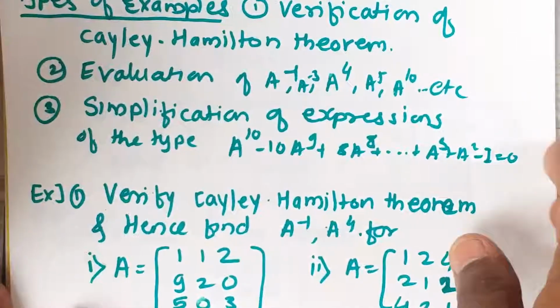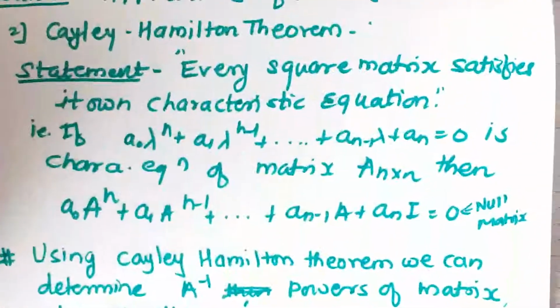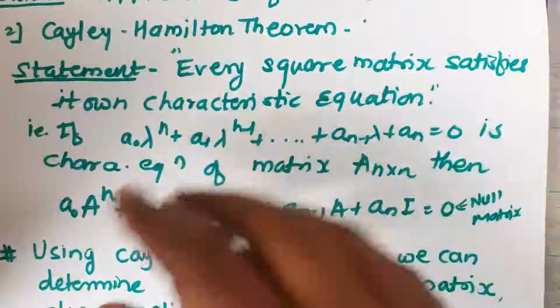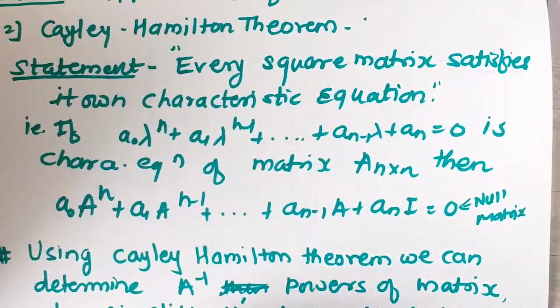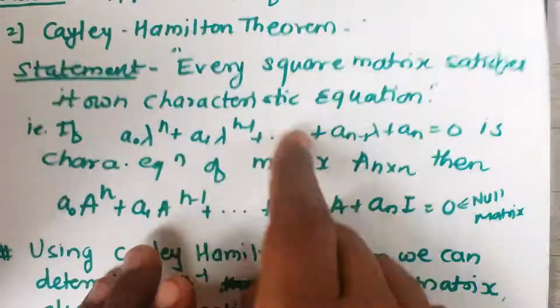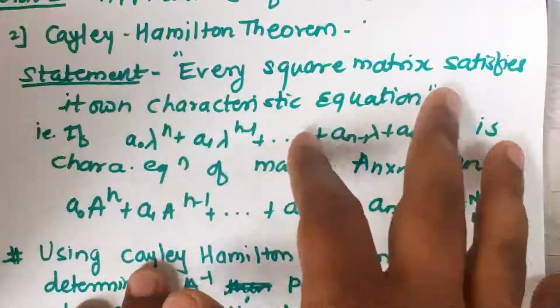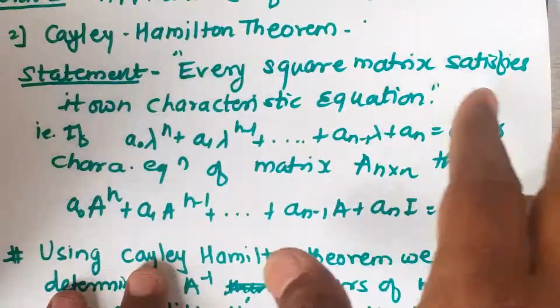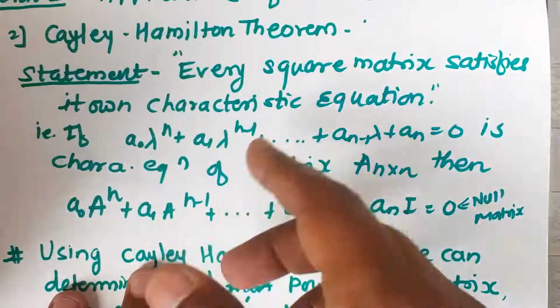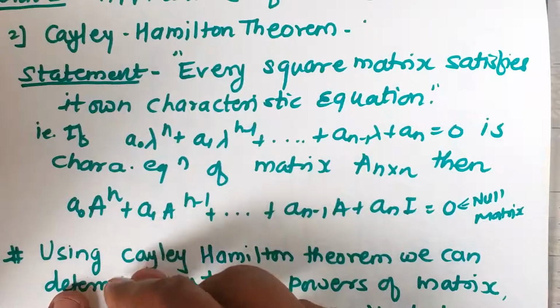So I hope you understood this discussion, I hope you understood this theorem, the Cayley-Hamilton theorem. Every square matrix satisfies its own characteristic equation. This is a very nice result. And the remaining example, that is the example based on the simplification of complicated expressions, we'll do in the coming lecture. So that's it for this lecture. Thank you.